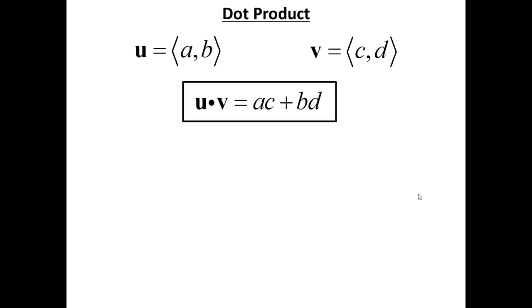Now, of course, I could still use that other formula, magnitude of U, magnitude of V, cosine of the angle between, but then I would have to go through the process of figuring out what's the magnitude of U, what's the magnitude of V, what's the angle between, and then multiply all that together. Meanwhile, I would have been done with this long before.